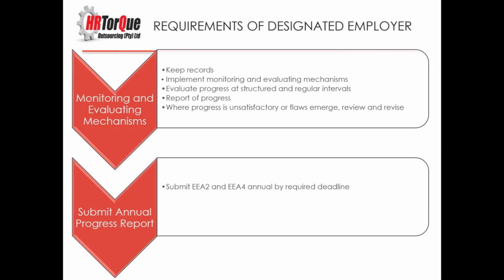And then finally, we need to submit an annual progress report, which is submitting our EEA2 and EEA4 to the Department of Labour, through the online system, or at least most people do that. It opens on the 15th of September and generally closes on the 15th of January, although possible changes to legislation say that may be changing, although we don't know when. So those are the requirements of the designated employer.